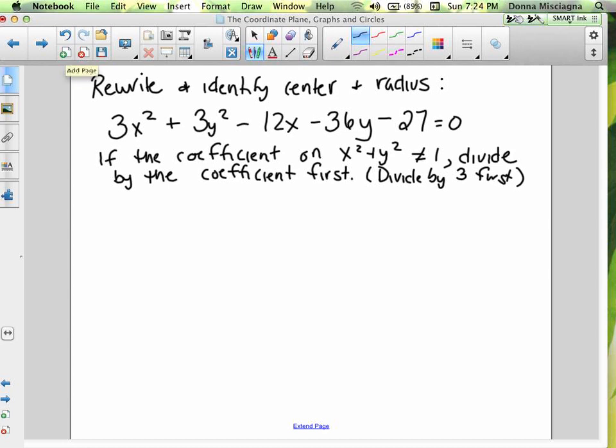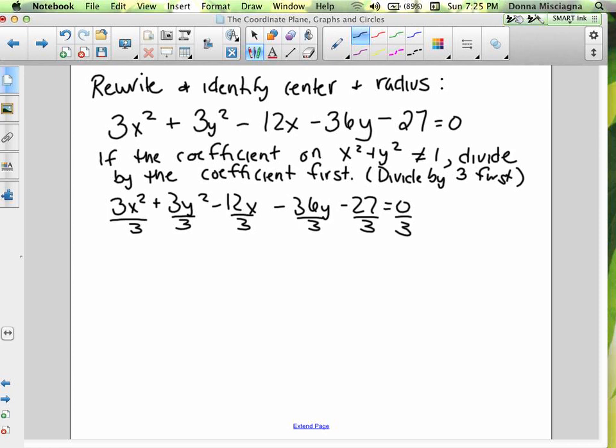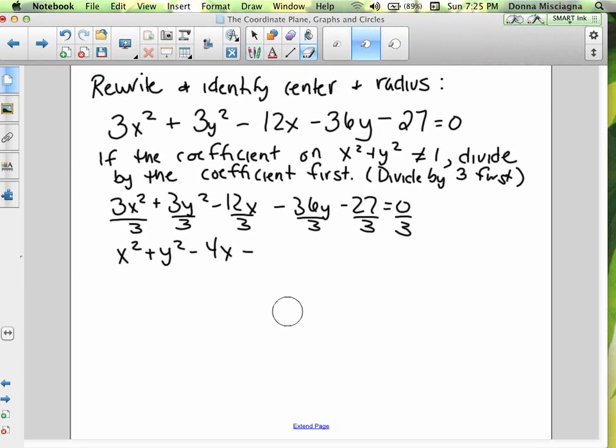And I was kind. I made these all divisible by 3. 3x squared plus 3y squared minus 12x minus 36y minus 27 equals 0. And we'll divide everything by 3. So we have x squared plus y squared minus 4x minus 12y minus 9 equals 0, since 36 divided by 3 is 12. And I even kept it even.